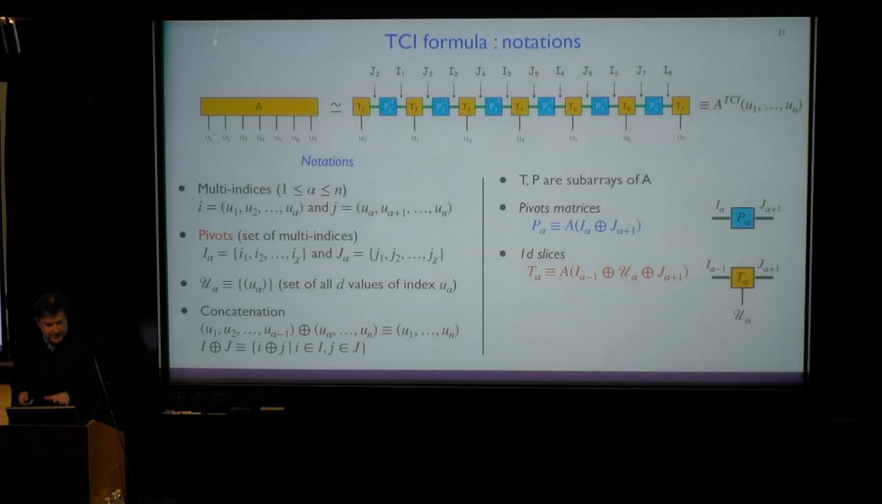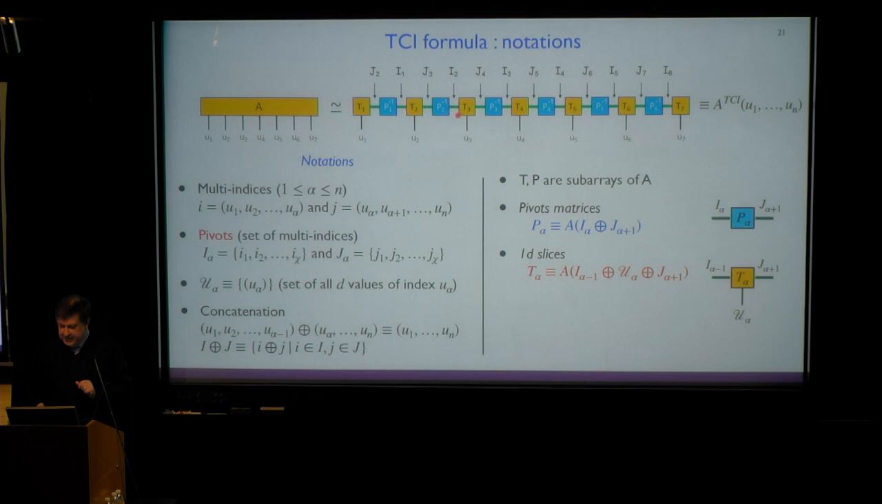So the TCI approximation is written in this way. The worst part in this is to find notations because there are many indices of different types. So the tensor is written as a product of T tensors, the way we write it here, the orange tensors, and the blue tensors. The blue tensors are just pivot matrices. So in these notations, pivots will now be multi-indices of length alpha or n minus alpha from the right and from the left. And the set of pivots will be a set of multi-indices. And I called curl U the set of the original values of all the indices. Then, with these notations, these P matrices are pivot matrices. They are just the evaluation of the function on the pivots.